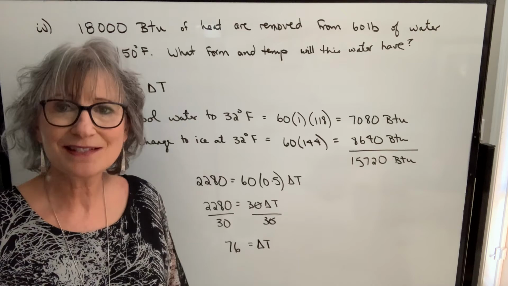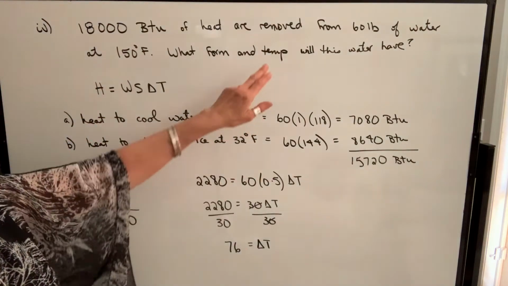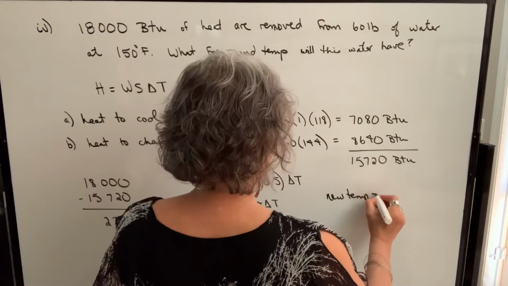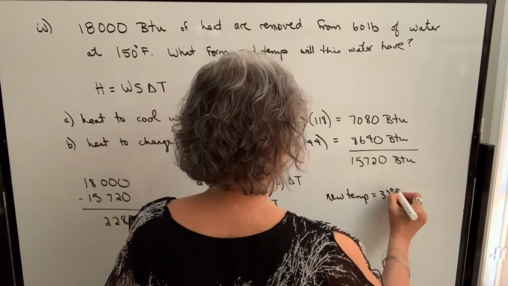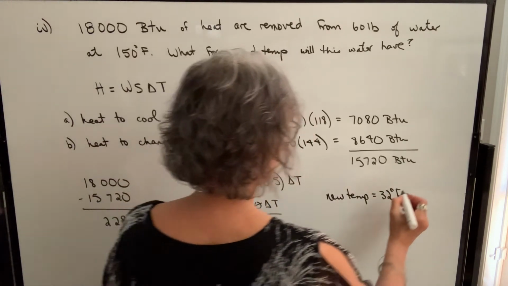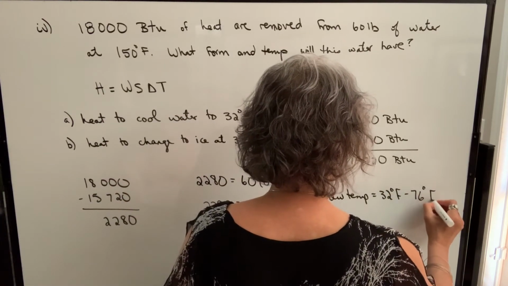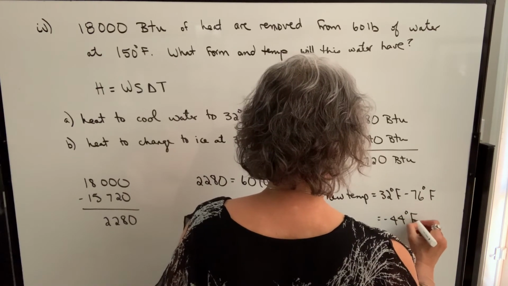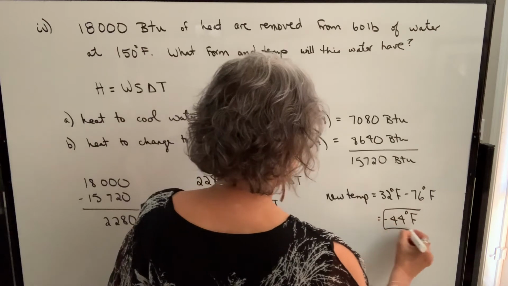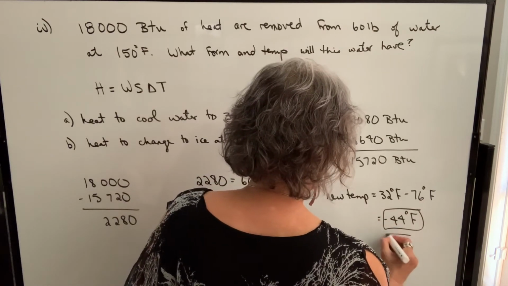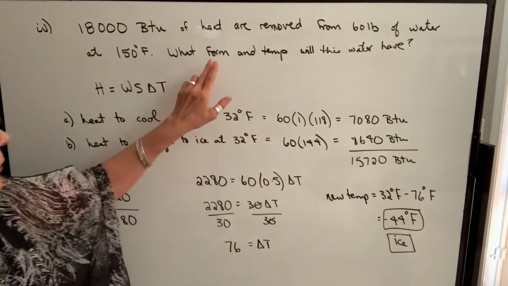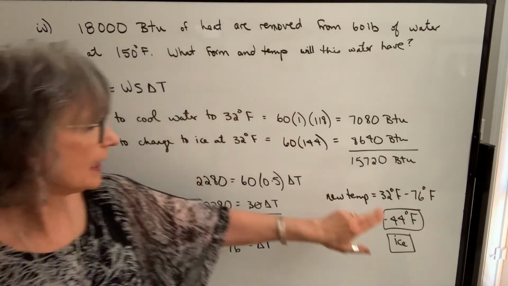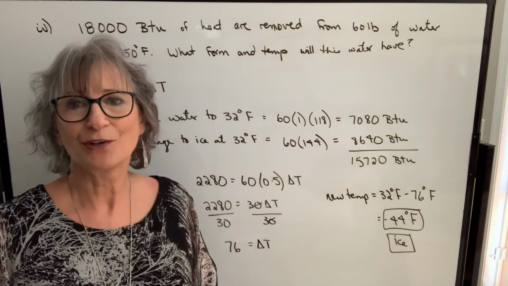So now, last step, let's find the temperature of our ice. It's going to be 32 degrees Fahrenheit minus 76 degrees Fahrenheit, which will be negative 44 degrees Fahrenheit. So the answer to our question, it will be ice at minus 44 degrees Fahrenheit.